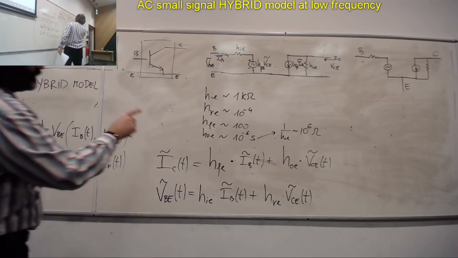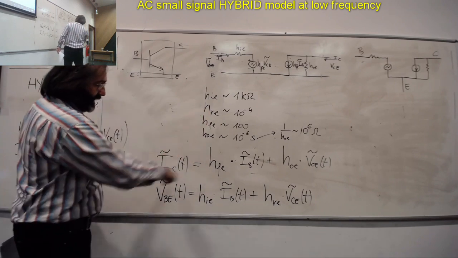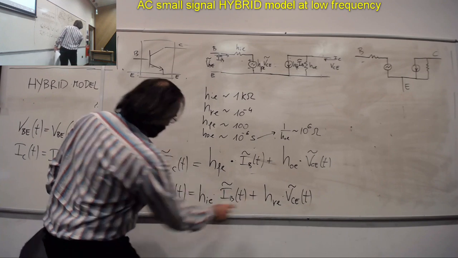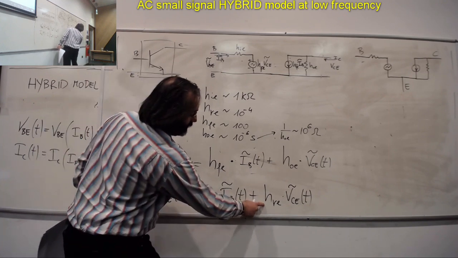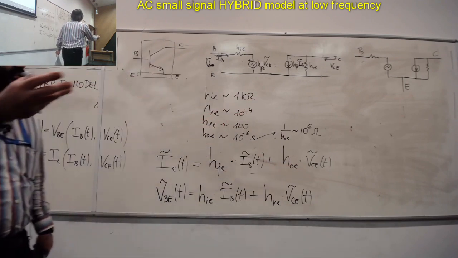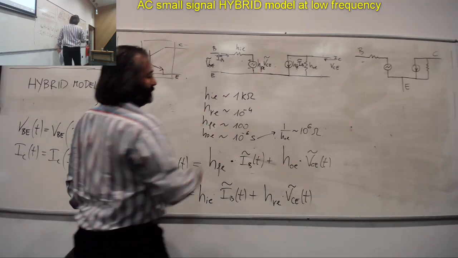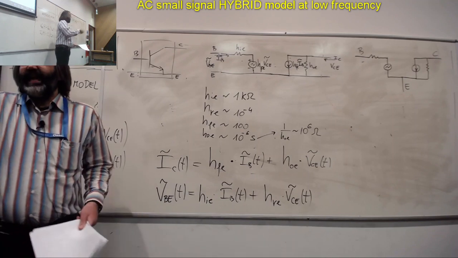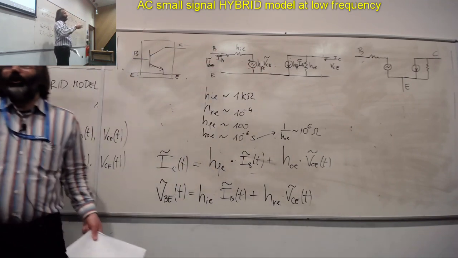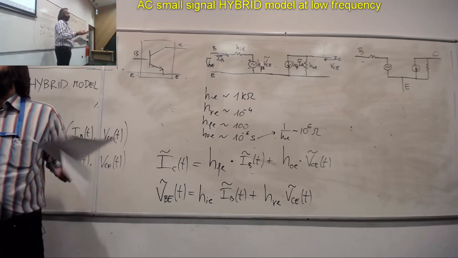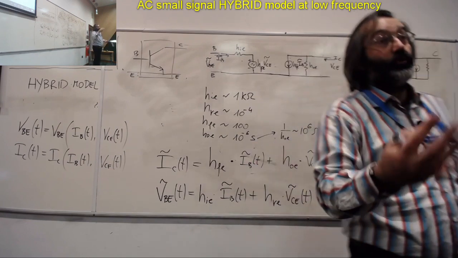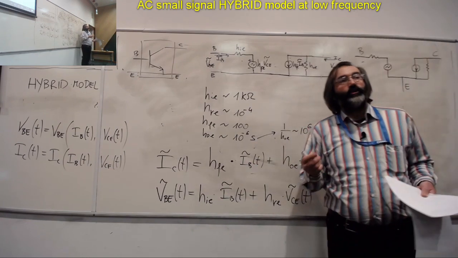So first of all, HRE appears in my model, in my equations, here in the input part, and is multiplied by the AC signal VCE, this term here. Now VCE, let's focus just on the amplitude. So VCE as a signal, as an amplitude, how much? Because we said that we need to focus on small signals. So how small is small?